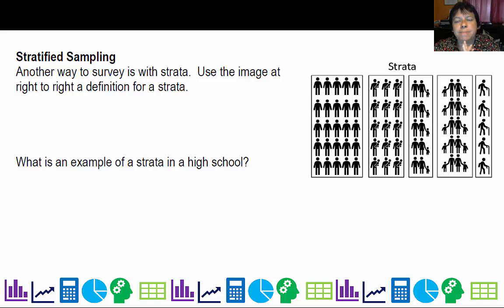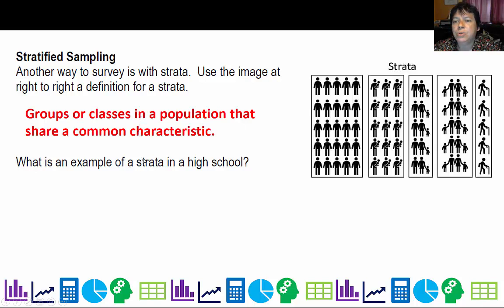Now, another way we can sample is something called stratified sampling. If you look at the image at right, what would you say a strata is? Well, here's one strata, another, another, and another. You can see that each of my groupings are alike. They share something in common. So strata are groups or classes in a population that share a common characteristic.